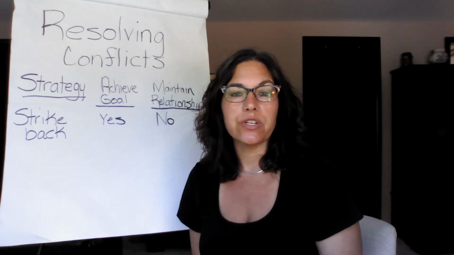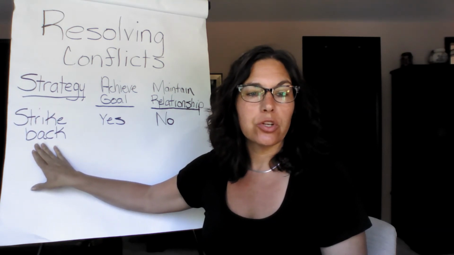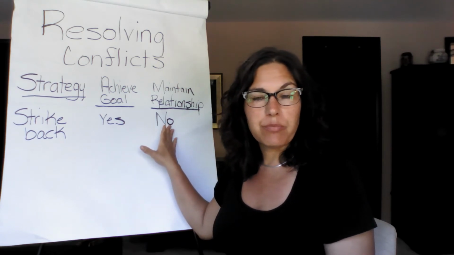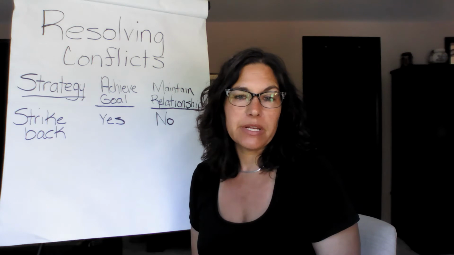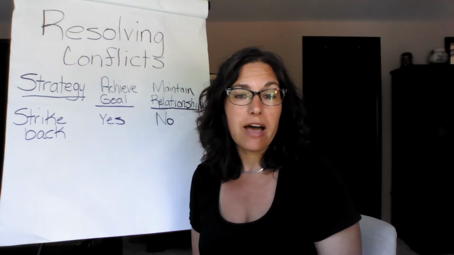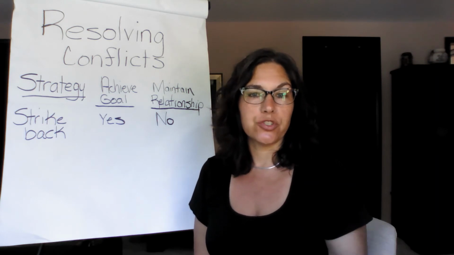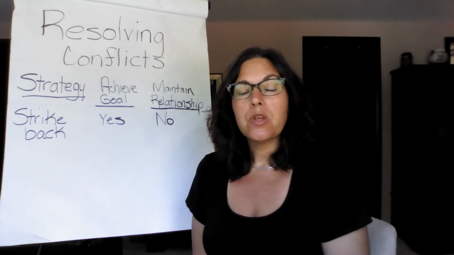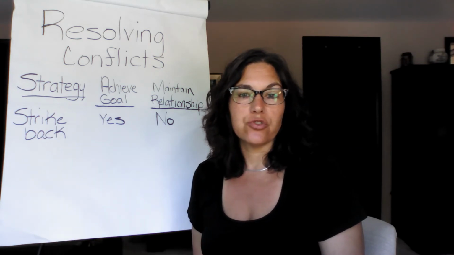And the first one we're going to talk about is striking back. In each strategy, we're going to look at: is the goal achieved, and is the relationship maintained? We're going to do this in the context of probably a very common conflict: a friend asks you to hang out, but you might have chores to do or some other requirements that your parents might want. So we'll use that example as we work through each of the strategies.